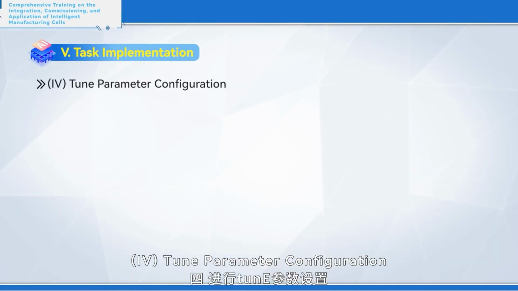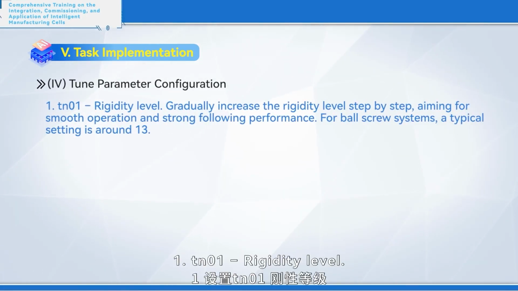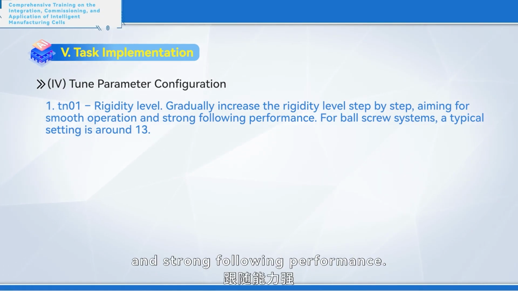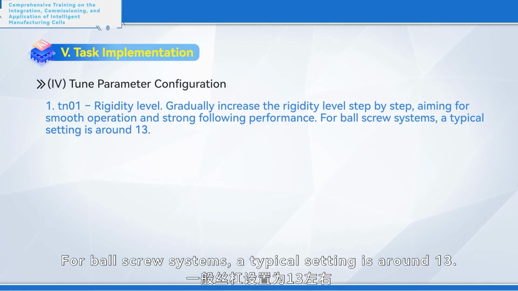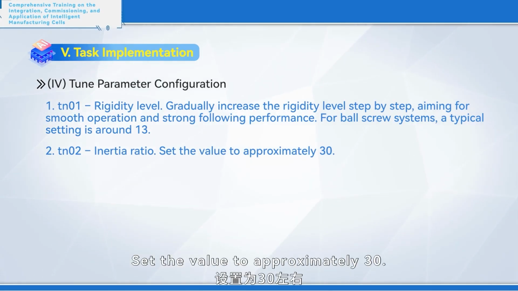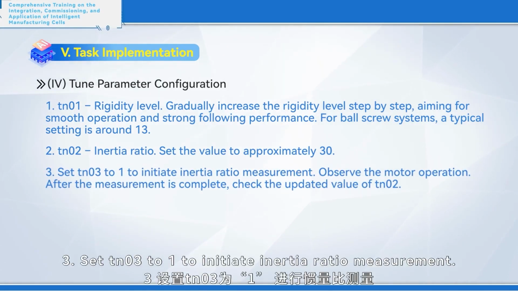4. Tune parameter configuration. 1. TN01, rigidity level. Gradually increase the rigidity level step by step, aiming for smooth operation and strong following performance. For ball screw systems, a typical setting is around 13. 2. TN02, inertia ratio. Set the value to approximately 30. 3. Set TN03 to 1 to initiate inertia ratio measurement.